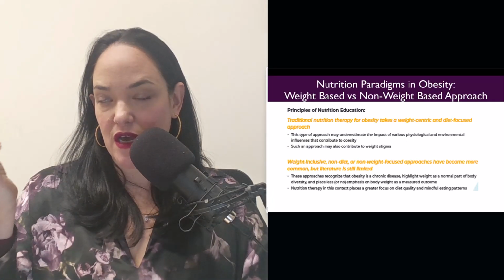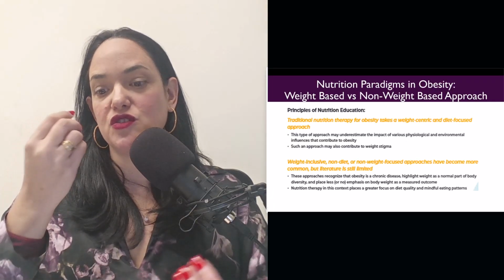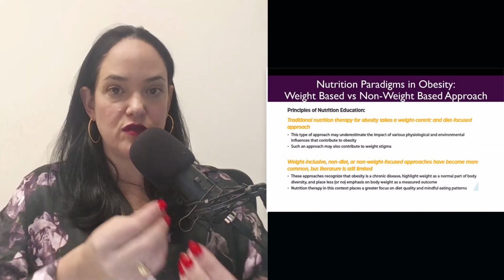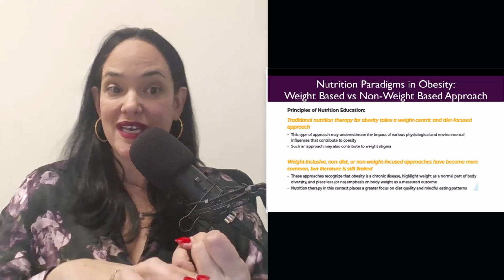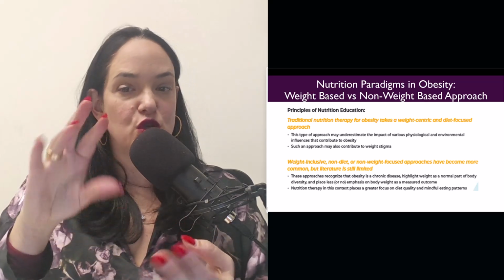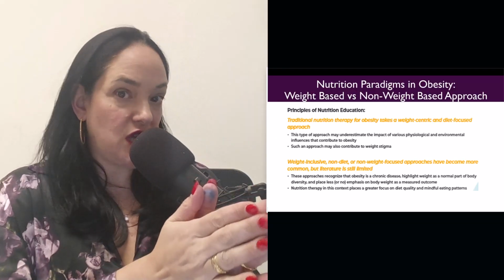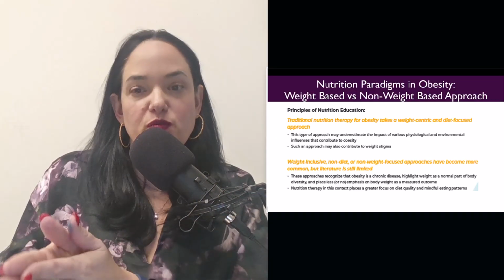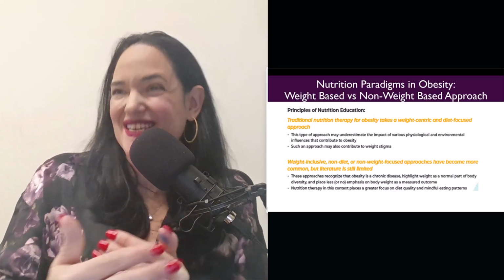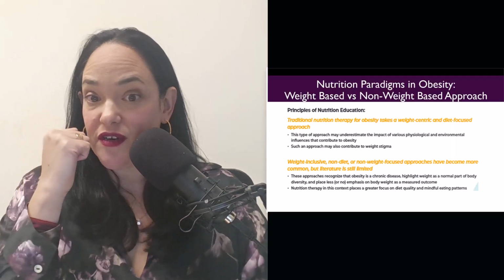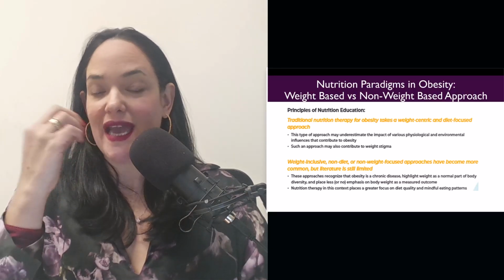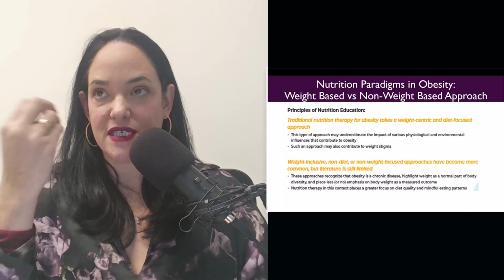So we'll start with the obesity algorithm, and a good place to start is to contrast two different paradigms that can be used for nutrition therapy. One is a weight-based, traditional nutrition therapy approach. This type of approach talks about changing your diet in order to, for the most part, lose weight. The problem with this approach, which can be successful to a point, is that it may underestimate the impact of various physiological and environmental influences that contribute to obesity, and it may contribute to weight stigma as well.